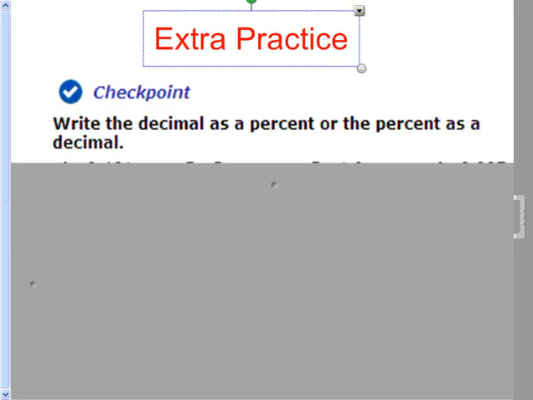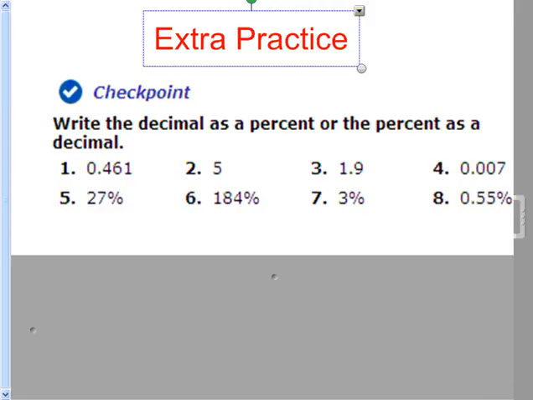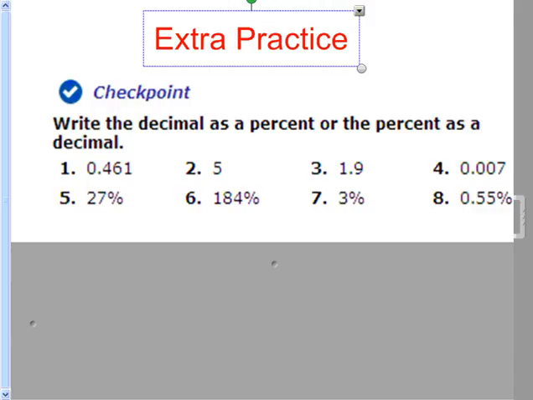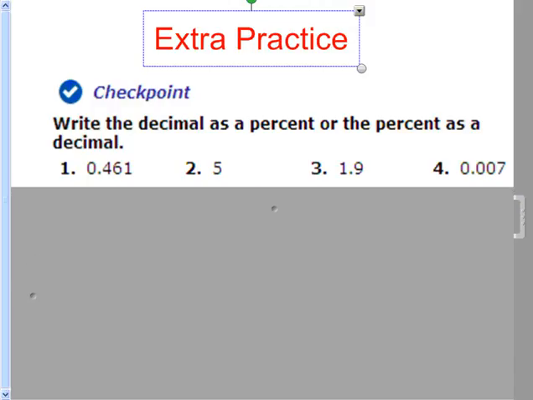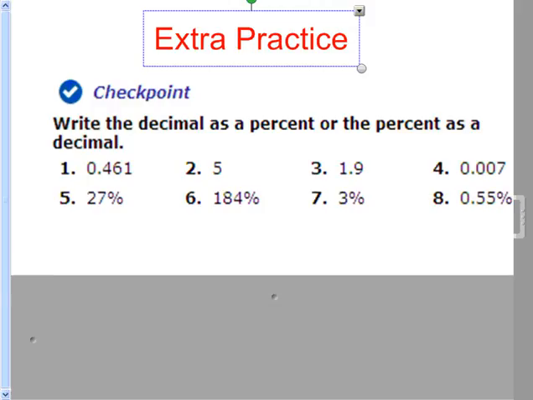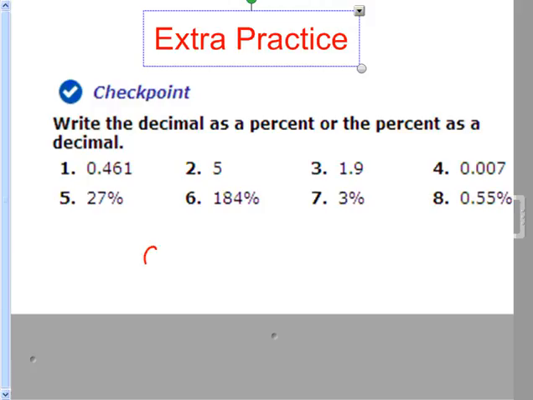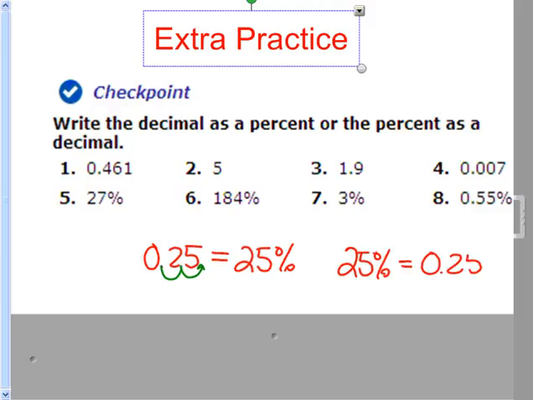Here's some extra practice. If you don't need this, you can go ahead and work on your checkpoints in your note-taking guide. But in case you need some extra practice, let's work through a few more. If I'm doing an assignment and I've forgotten what to do, here's what I'm always going to think about. It looks like to go from a decimal to a percent, I'm moving my decimal point to the right. To go from a percent to a decimal, it looks like I'm going to move the decimal point to the left and drop the percent sign.